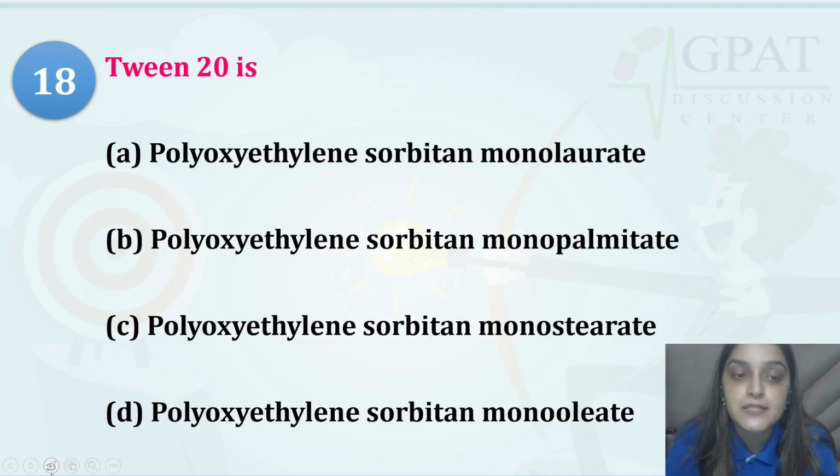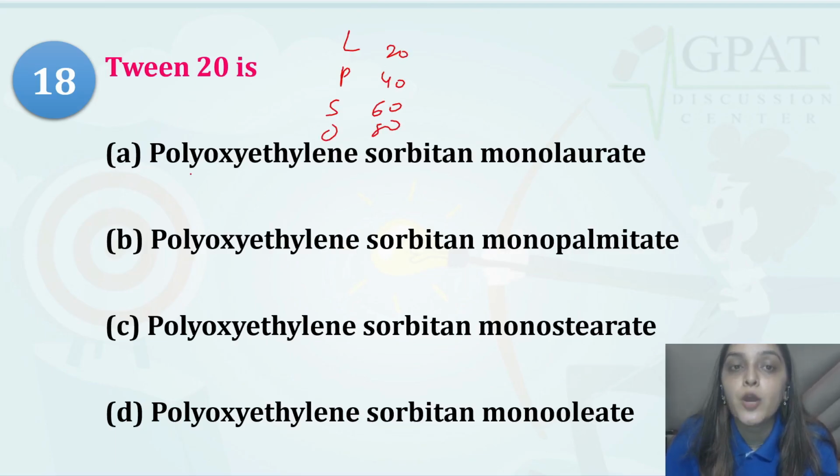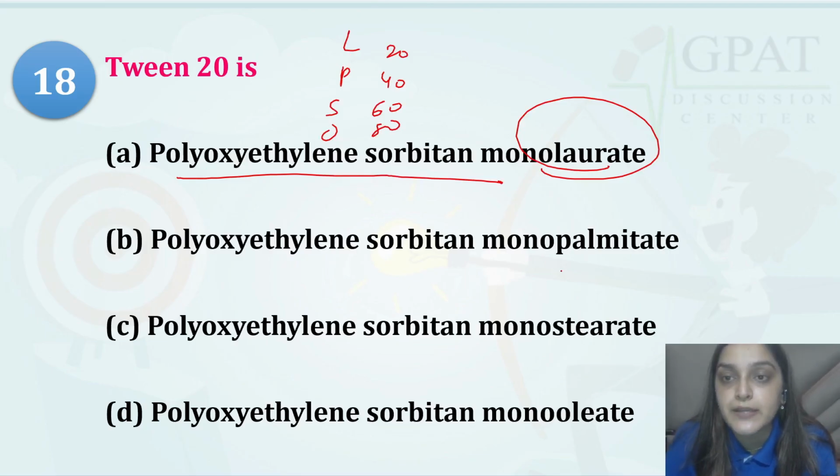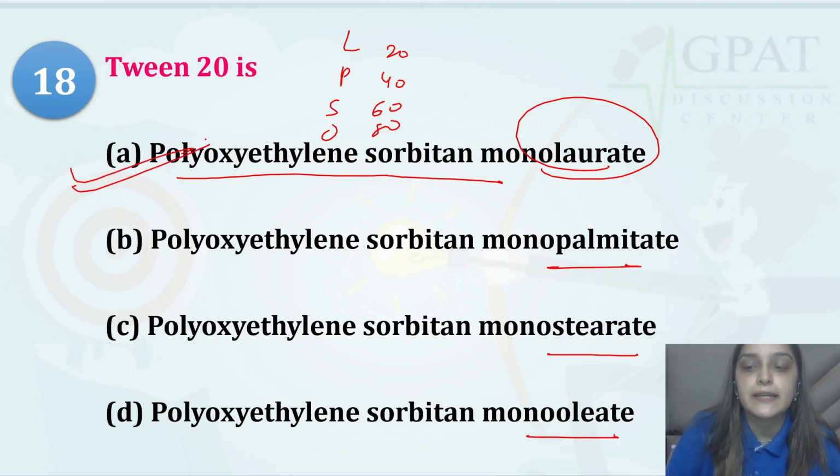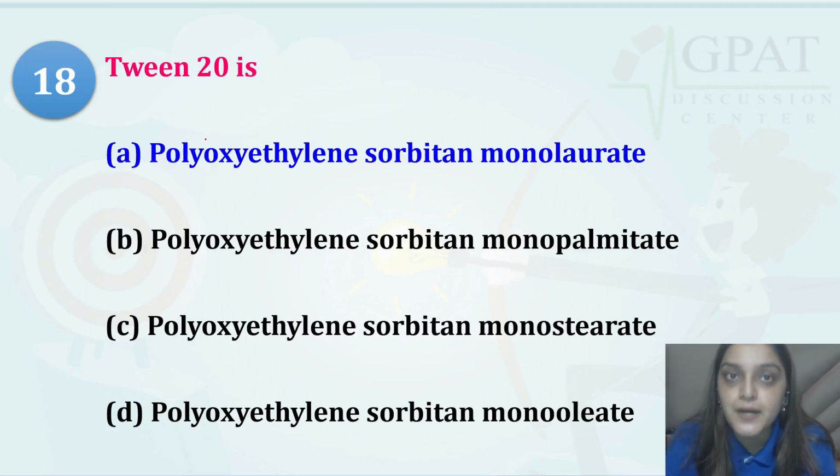Okay. Next, same is for the Tweens. Tweens are polyoxyethylene sorbitan esters or polysorbates. So we have Tween 20, 40, 60, 80. Polyoxyethylene monolaurate. So we have laurate which is Tween 20, palmitate is 40, stearate is 60 and oleate is 80. I hope you can all spot the correct answer as option number A.